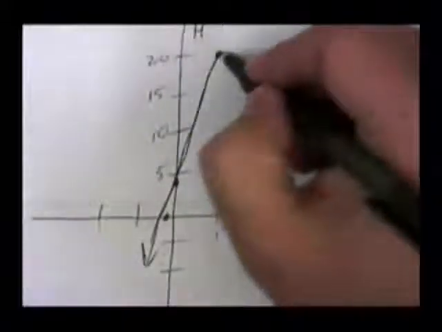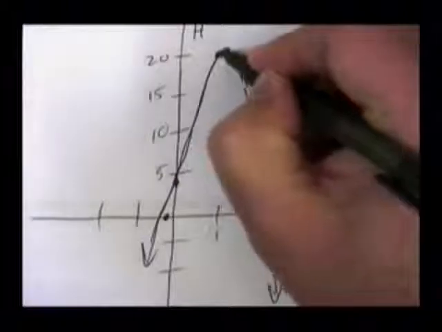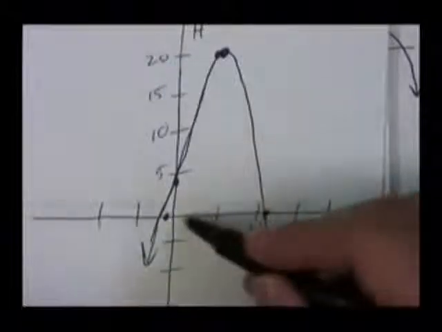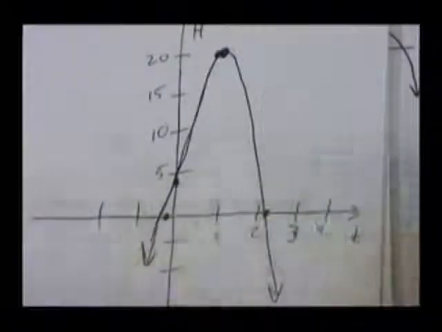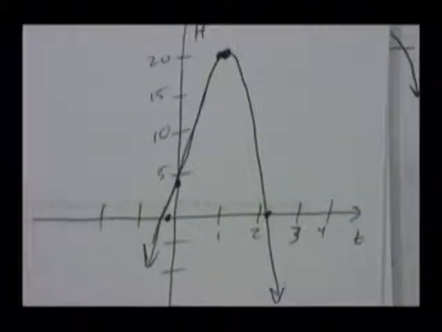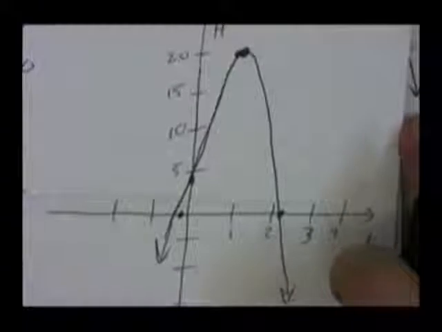Okay, so kind of a crummy looking graph, but all right, you get the idea. It looks like a parabola. Okay, and here's the high point, and here's the t-intercepts, and here's the h-intercept. Now, notice when we look at that, we can use that to answer some of these questions down at the bottom.